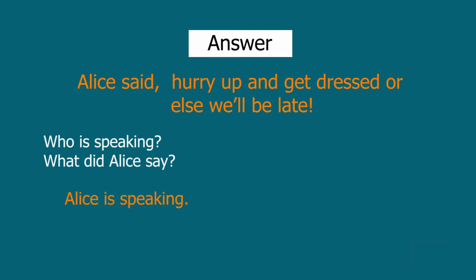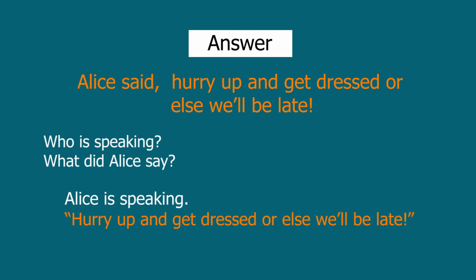Now again, ask yourself, who is speaking? Yes, Alice is speaking in this sentence. And what did Alice say? Hurry up and get dressed, or else we'll be late. So, hurry up and get dressed, or else we'll be late are the direct words spoken by Alice. So again, we place those words between the inverted commas. But don't forget to place the necessary punctuation marks before the last inverted commas.